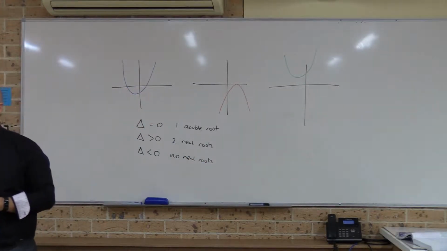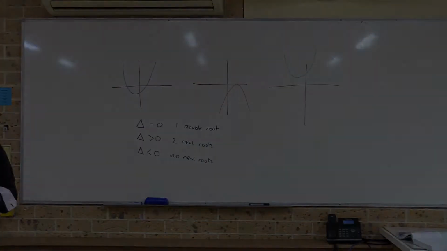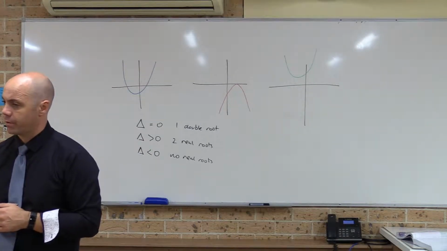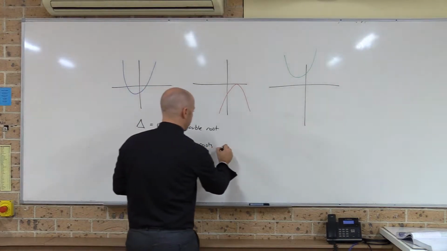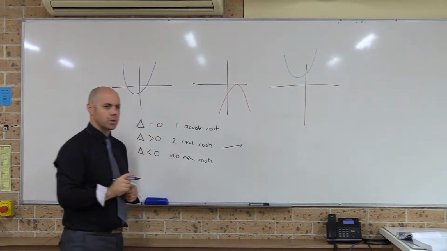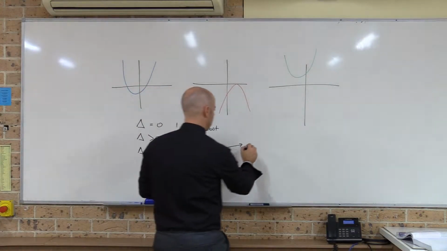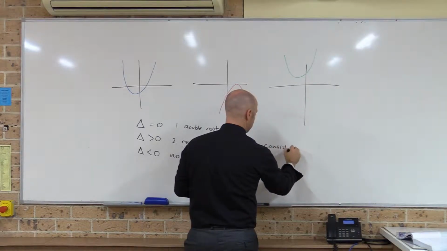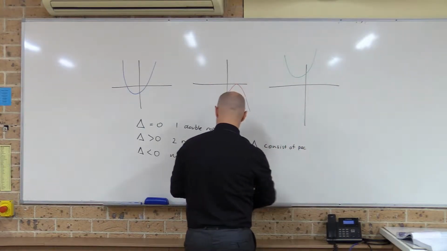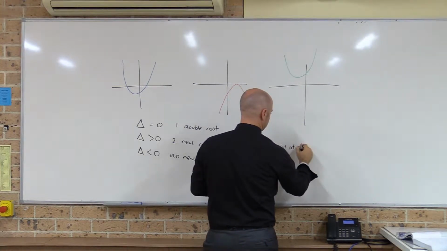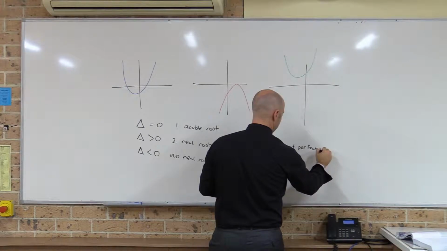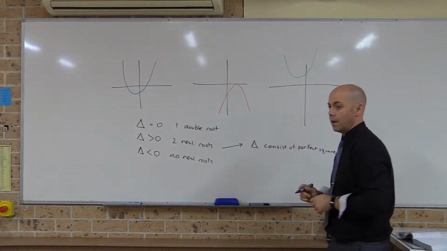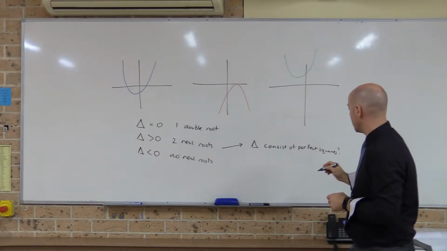Okay. There's a couple more things we can go to from here. If there are two real roots, what else can we know about those real roots? And so, we can also ask the question, does the discriminant consist of perfect squares? If yes, then our roots are going to be rational numbers.